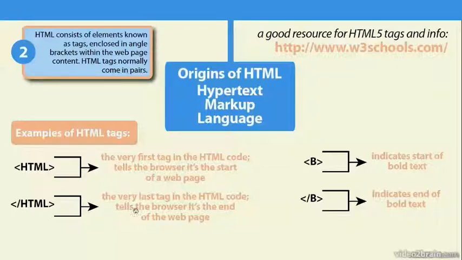Over here is an example of the bold tag. If you have some text you're placing on your web page and you want to make some of it bold, you would put the bold tag right in front of where you want the text to become bold, and the end bold tag would go right where you want the bolding to stop.